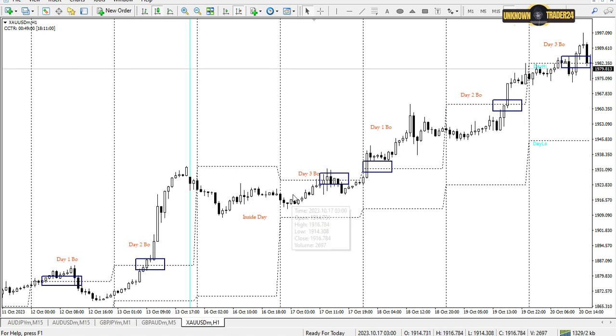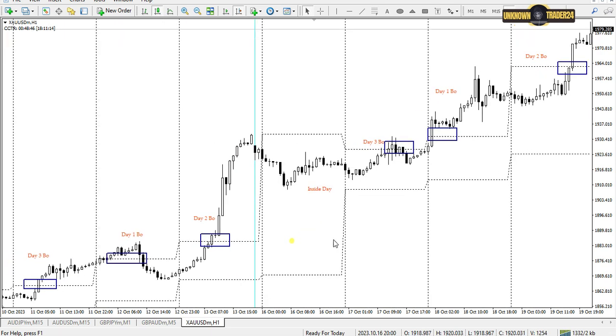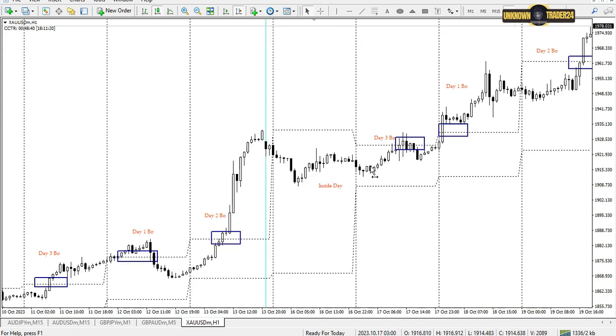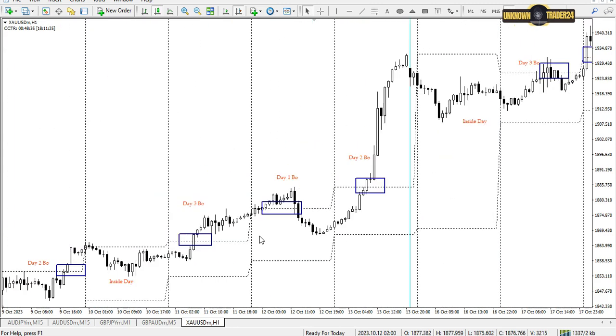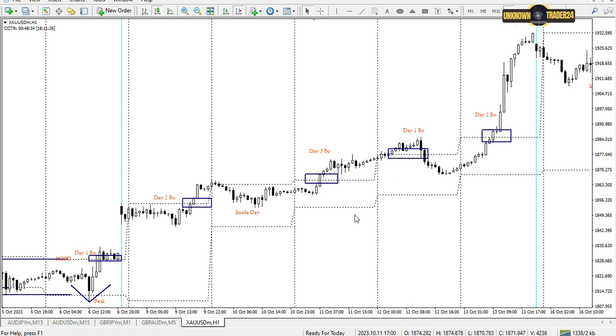That's when, say for instance, this gave a first red day, and then the following day it broke down, that means it would have broken this low. Therefore we would have a day one breakout to the downside. But as you can see, this market is just continuing going up, and it's not even breaking any structure. Do not sell if we don't have a break in structure.